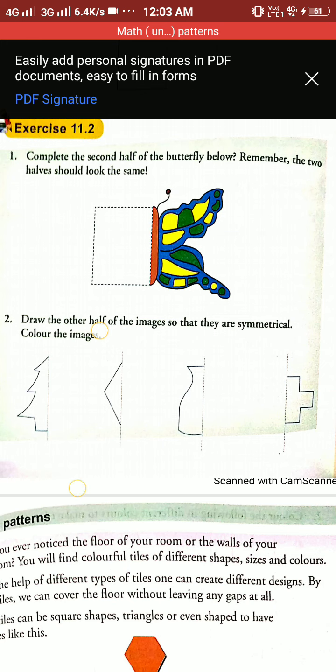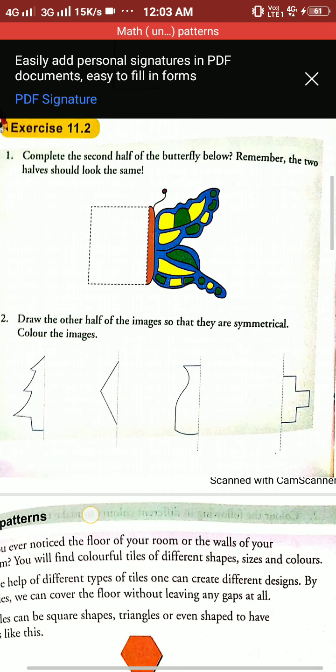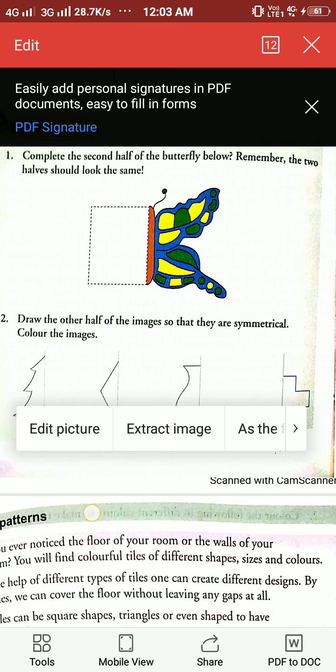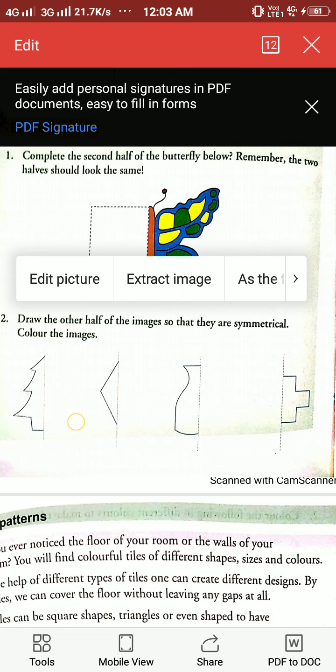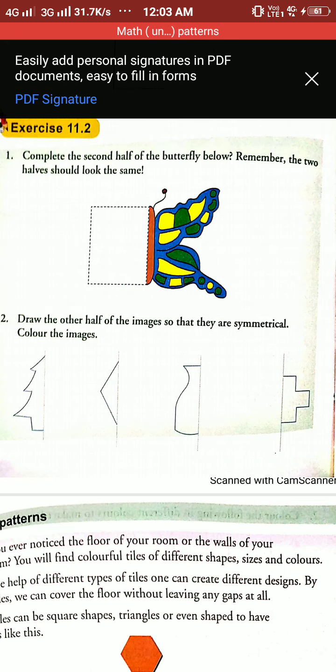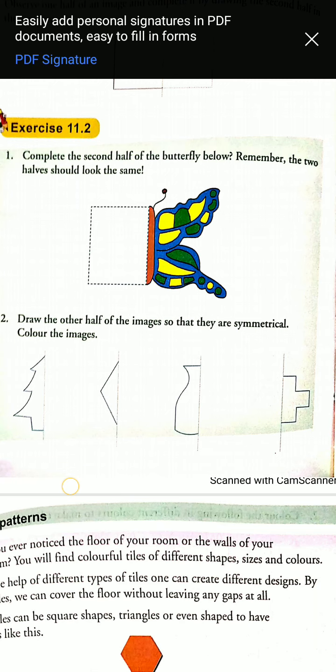Draw the other half of the images so that they are symmetrical. Color the images. See here. It looks like a tree. Then you have to draw like this. You have to draw the same, just like a mirror image. If they have drawn this slanting line here, you have to draw the line also.